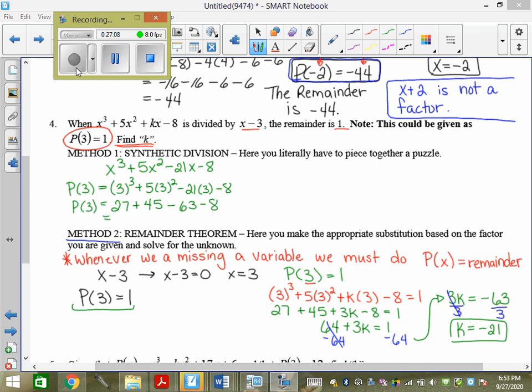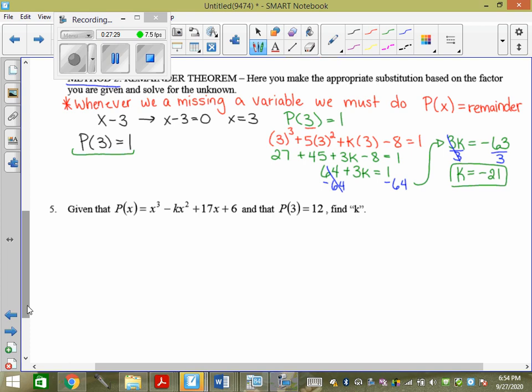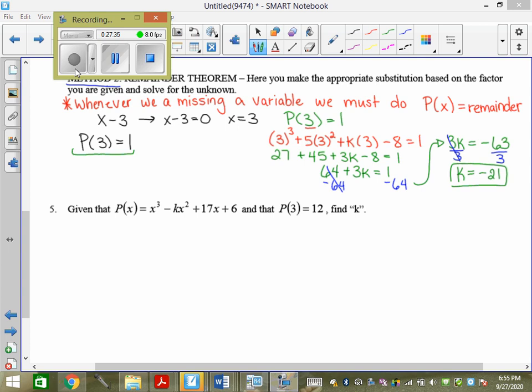So P of 3 equals 27 plus 45 is 72, minus 63 minus 8 is negative 71, 72 minus 71 is 1. So I got the right remainder, so I know my k is right. I can walk away on the test knowing I got this completely correct, and I'm happy. You're going to try number 5. Try it out. All right.